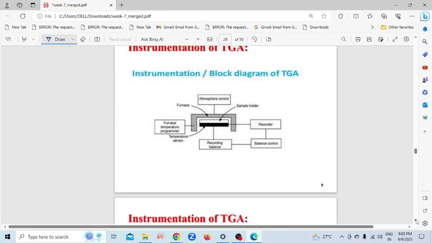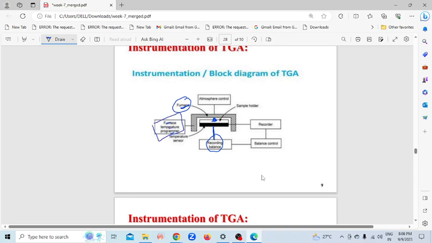This is the instrument of TGA. In this instrument, this is the furnace. In the furnace, this is the sample holder where you will put your sample. And this is the balance. The sample is kept in the furnace. What will happen when the furnace increases temperature, and how does the furnace increase temperature? It will increase temperature by the furnace temperature programmer.